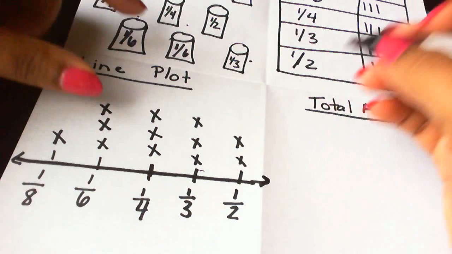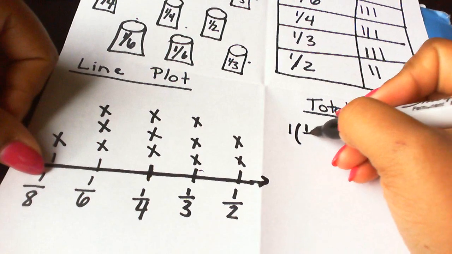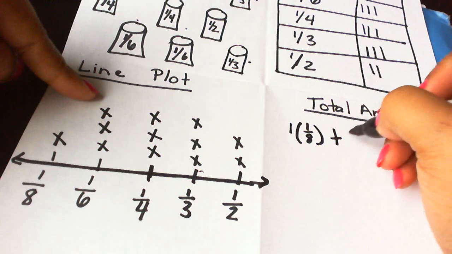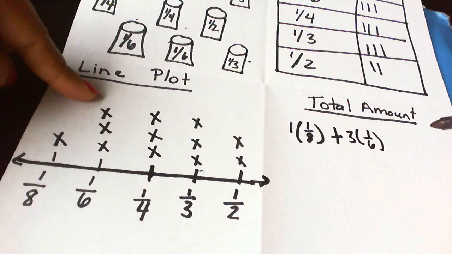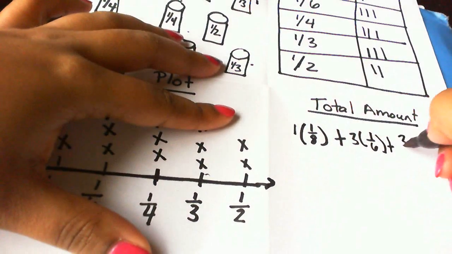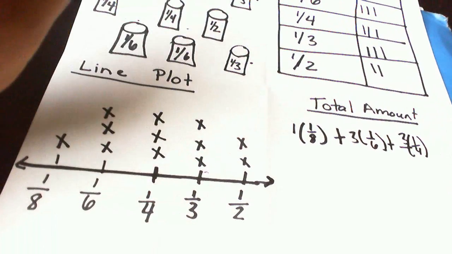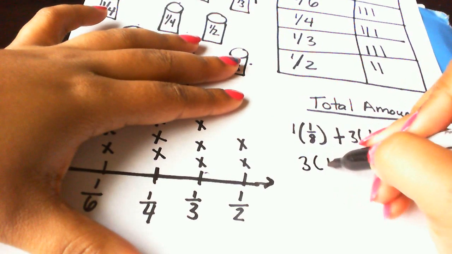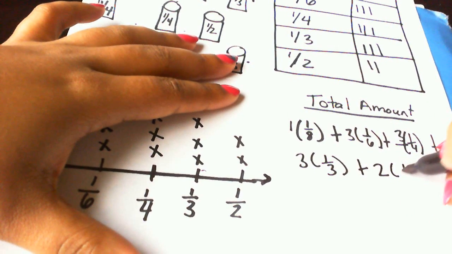There's 1x, so I'm going to do 1 times 1/8, plus 3 times 1/6, plus 3 again, 3 times 1/4, plus 3 times 1/3, plus 2 times 1/2.